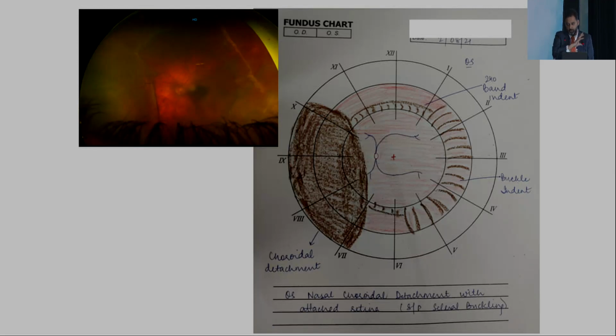You have that big brown thing, which is nasally, which is the choroidal detachment. You have the buckle, which is that shaded area, almost like a spoke wheel pattern going all across, which is the area where the tire is, and that's seen there. And the band is that narrower thatched thing that you can see, which is right there.